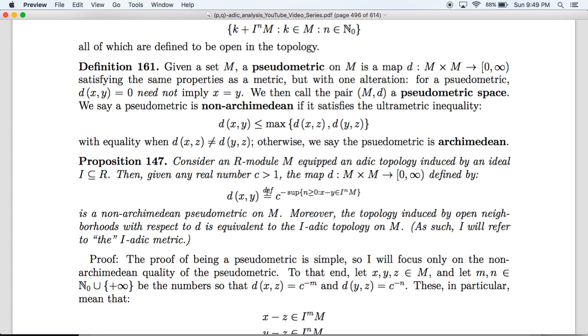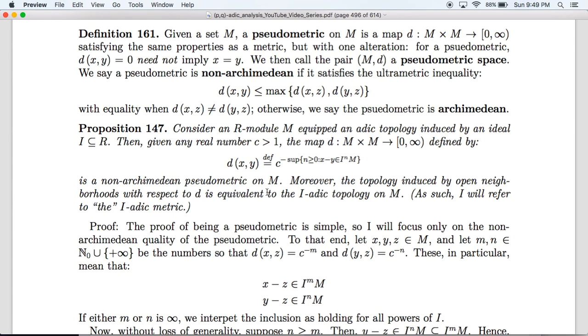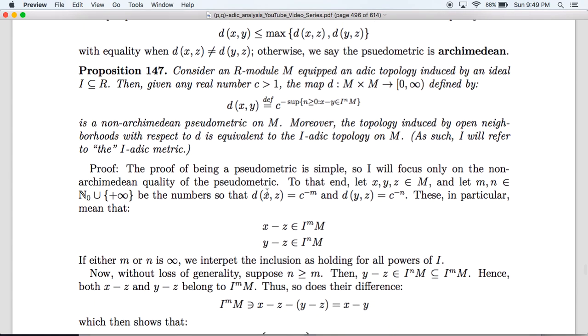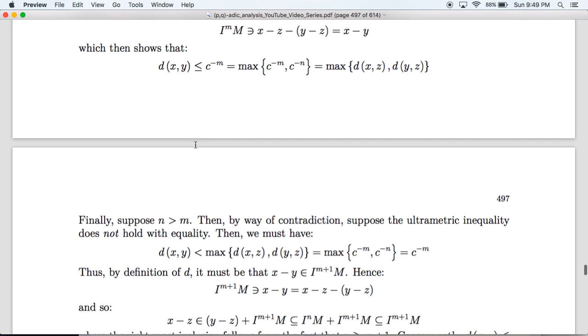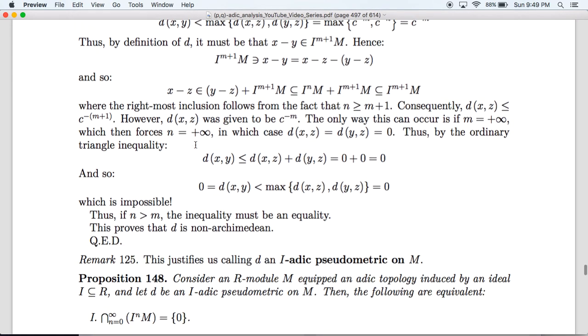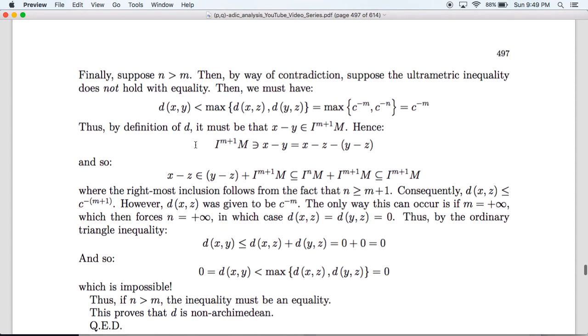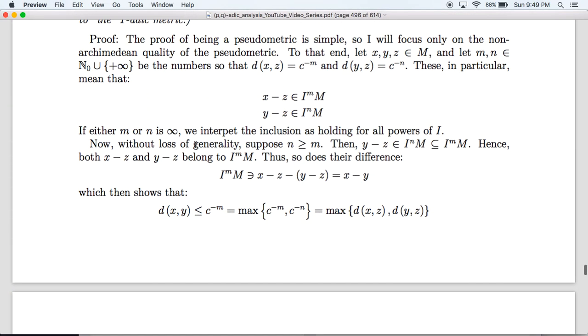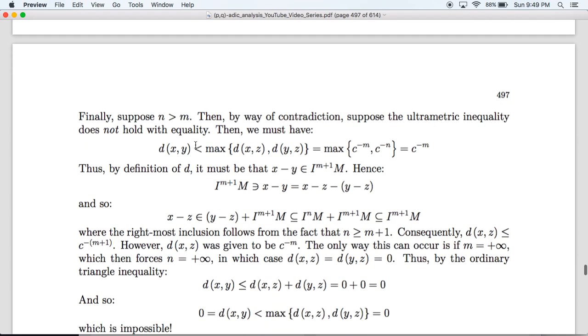Likewise, changing the value of c will just give us an equivalent topology, so we can just pick our favorite c, and then I'll just refer to that as the adic pseudometric. The proof is very straightforward. It's a useful exercise if you're not comfortable with this sort of thing.